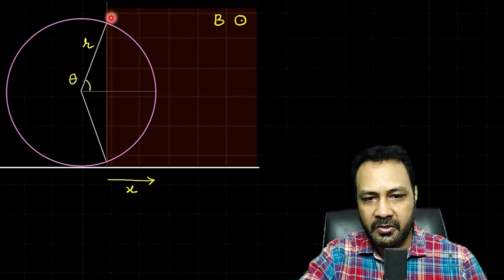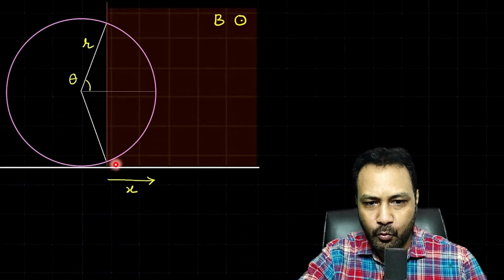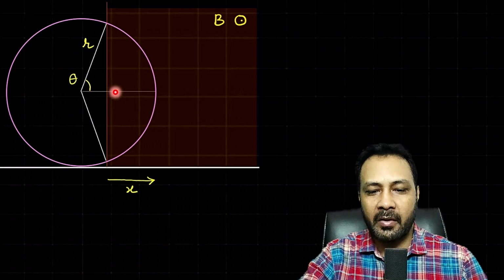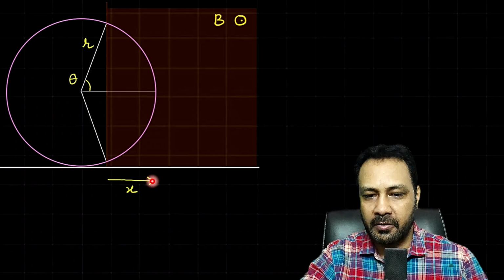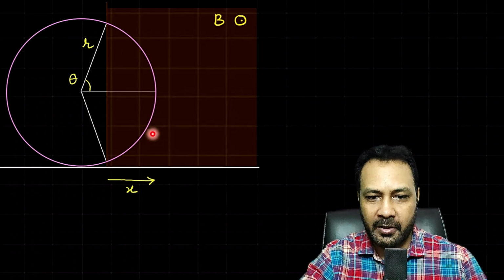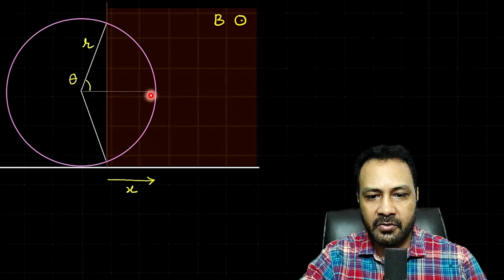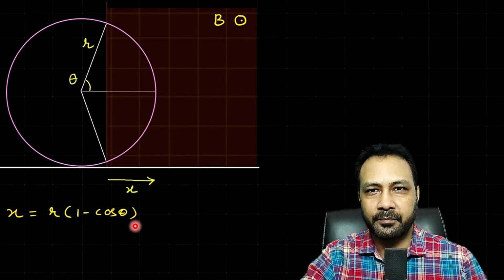somewhat into this region. The part of the ring that has entered into this magnetic field is subtending an angle 2 theta at the center. I am showing only this part. This is also theta. And it has entered a distance x, not fully, it has partially entered. So first of all, let me find this x. This is r, this is theta. So this distance would be r cos theta. This is r. So x is obviously r into 1 minus cos theta.